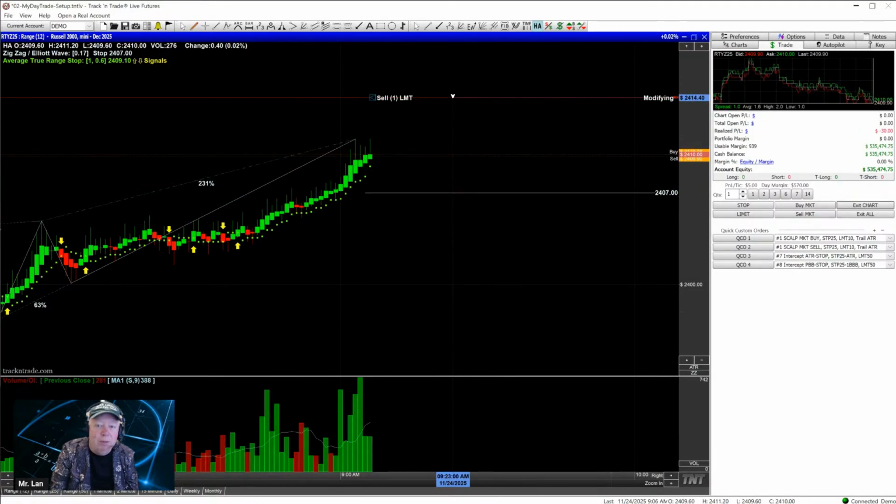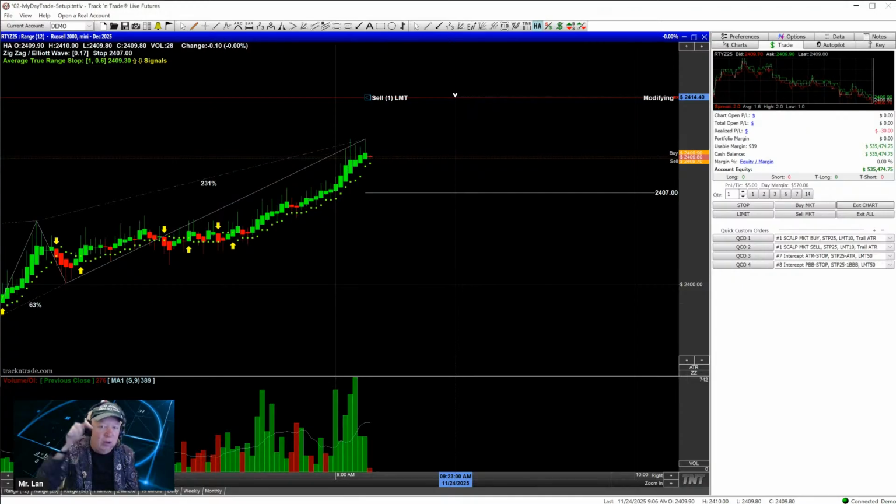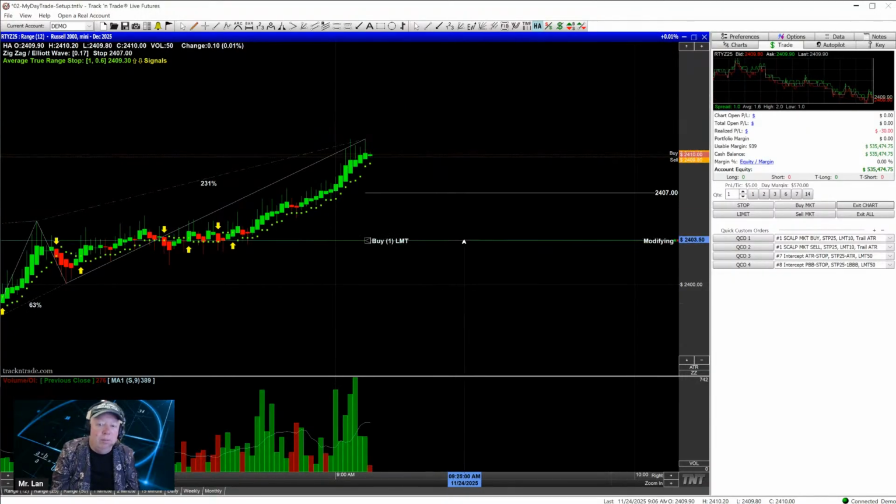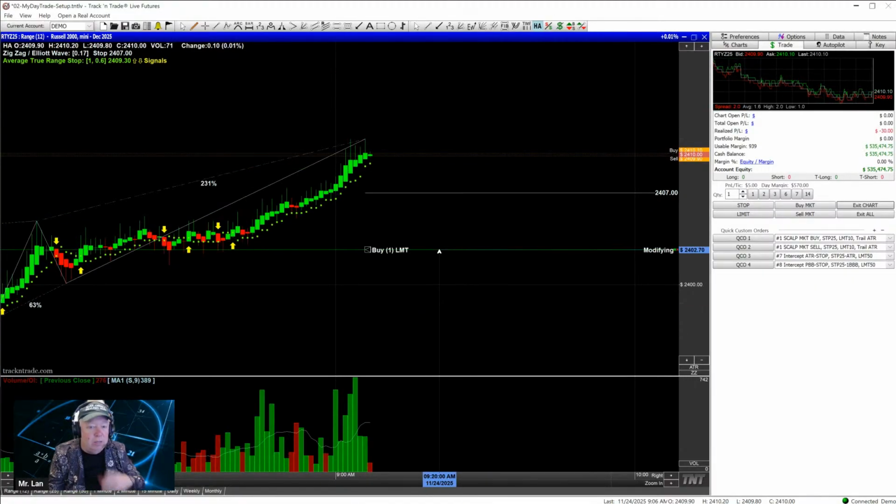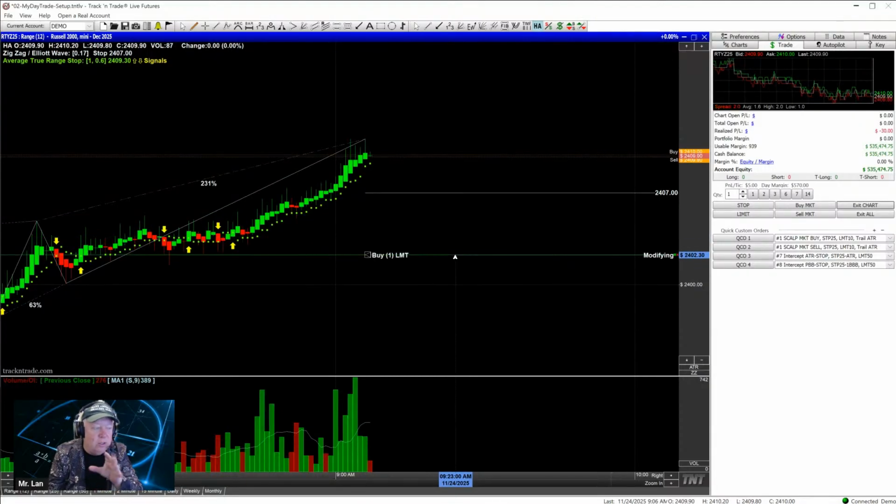Now I can come up here. And once I click the mouse button on one or the other, do I want the sell limit or do I want the buy limit? If I click the mouse button, that sets it. And then it sends it off to the exchange. The minute I click, there's no order here now. This is just over here on Track and Trade. The exchange doesn't see anything we're doing. They don't know what we're doing.